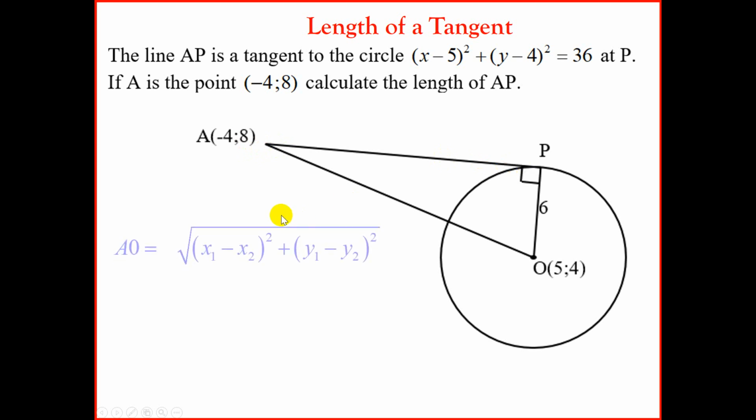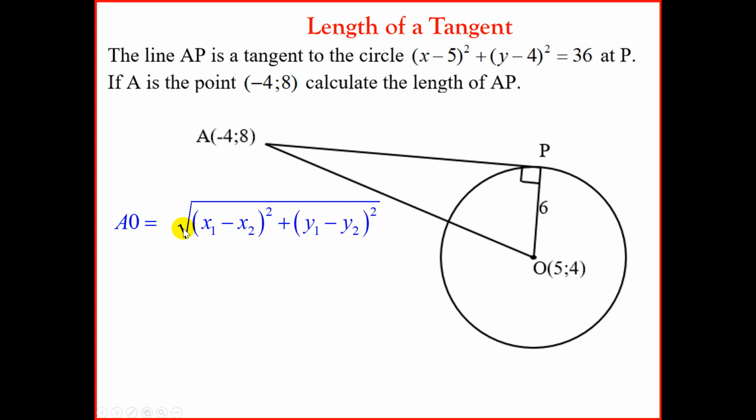So I want to remind you firstly of the distance formula to find AO. And we're going to start with AO because we have both the points, and we can use the distance formula to find that. Remember, we have the radius, which is 6. Also, we know that OP is perpendicular to the tangent. That's from our theorem, which states that the radius is perpendicular to a tangent.